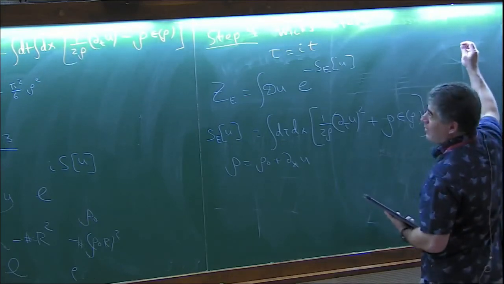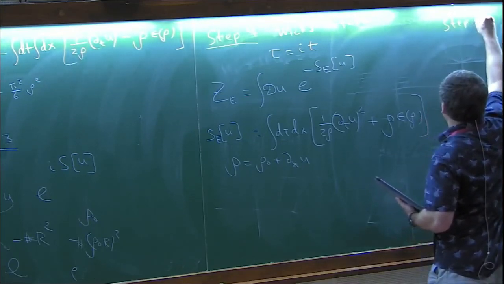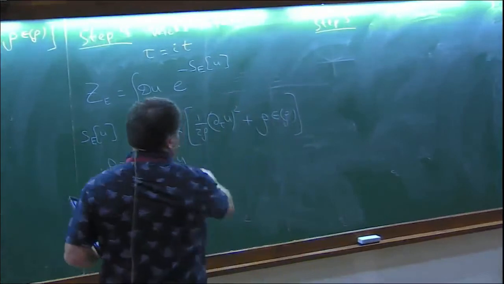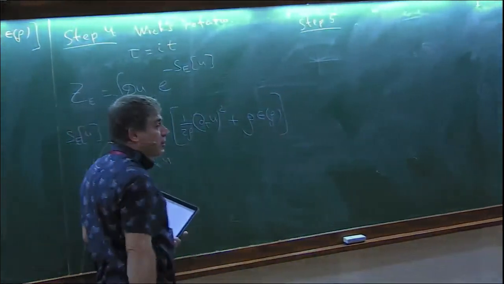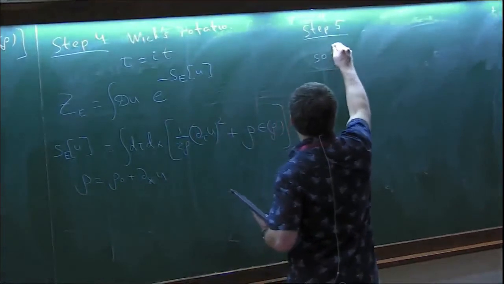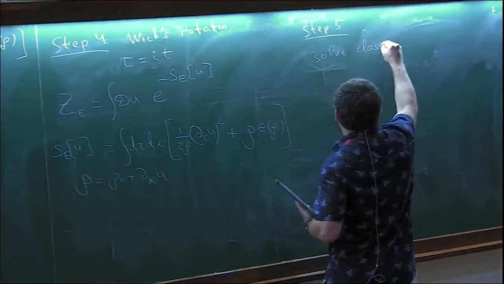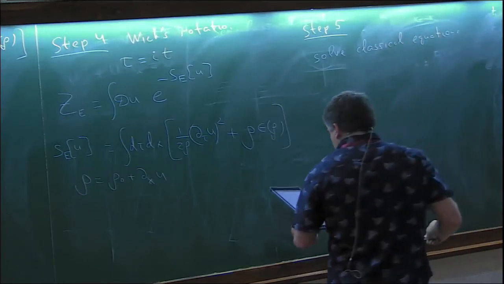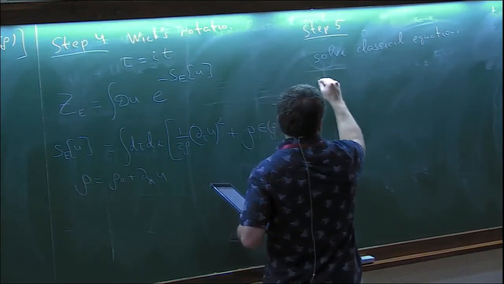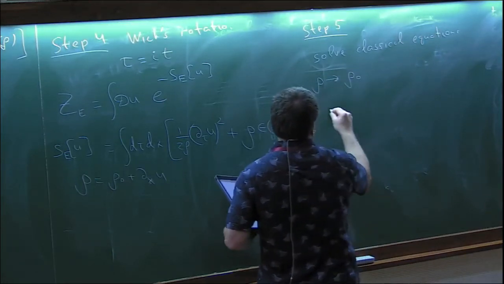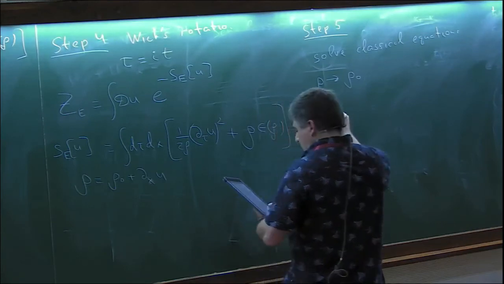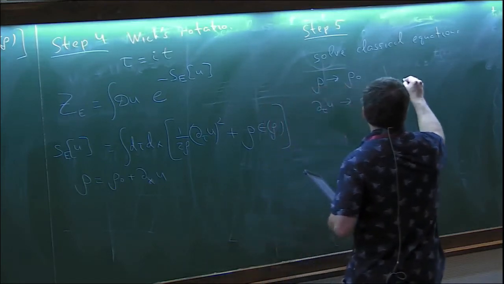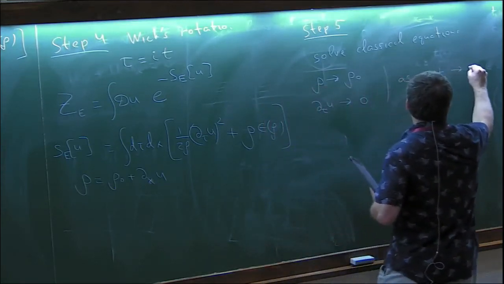So step number 5. Let's solve classical equations for S, which are produced by this action. We'll solve classical equations with the following boundary conditions: that I want density going to rho 0 and velocity, which means d tau u, going to 0 as x and t go to infinity.